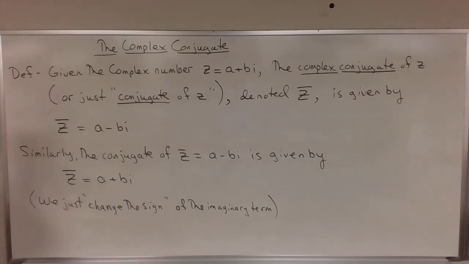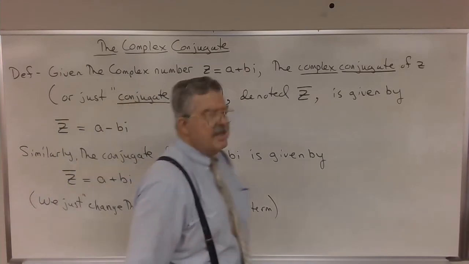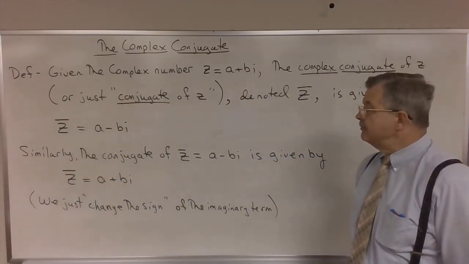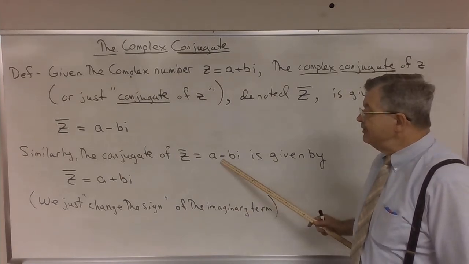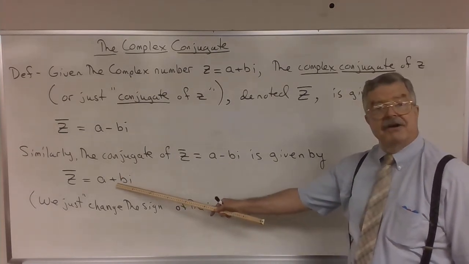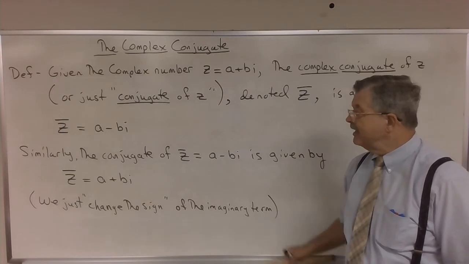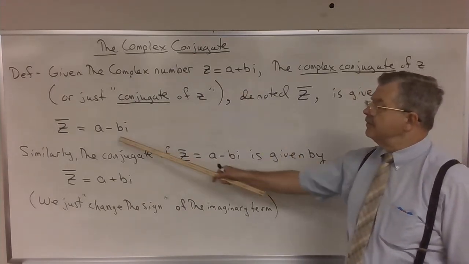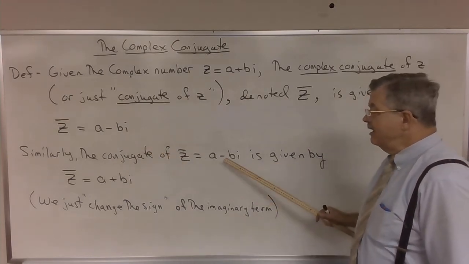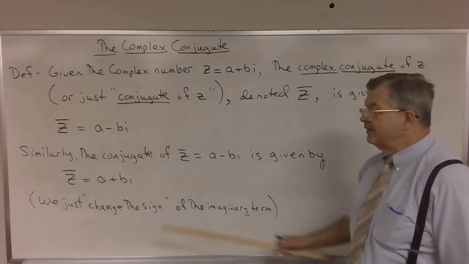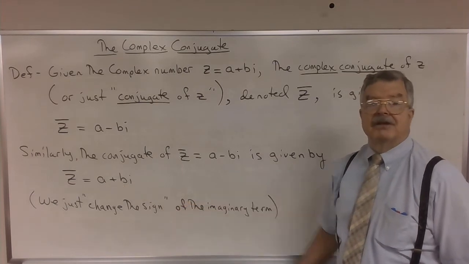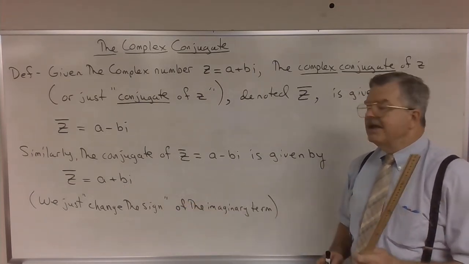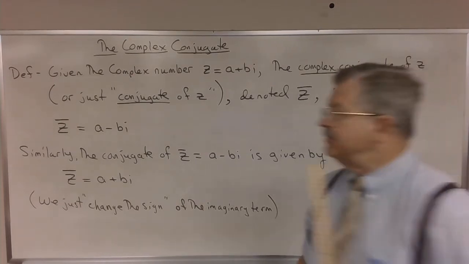So I guess we figured out that in order to compute the conjugate of a complex number, we just change the sign of the imaginary term. So if this is a plus and we want the conjugate, we just make it minus. If this is a minus and we want the conjugate, we just make it a plus. It's that simple. Now, let's do a couple of examples.